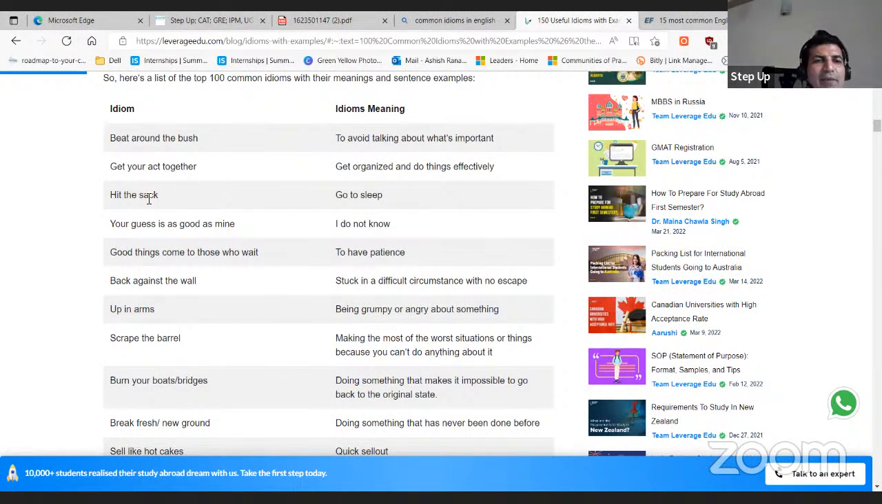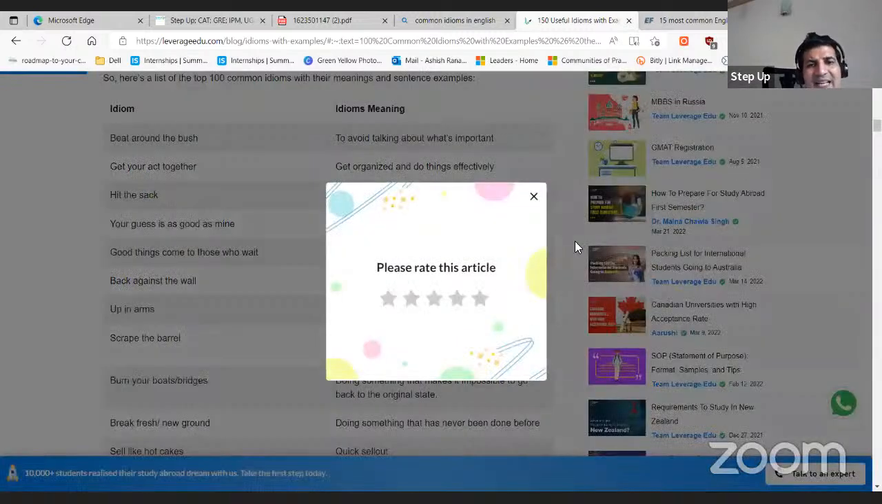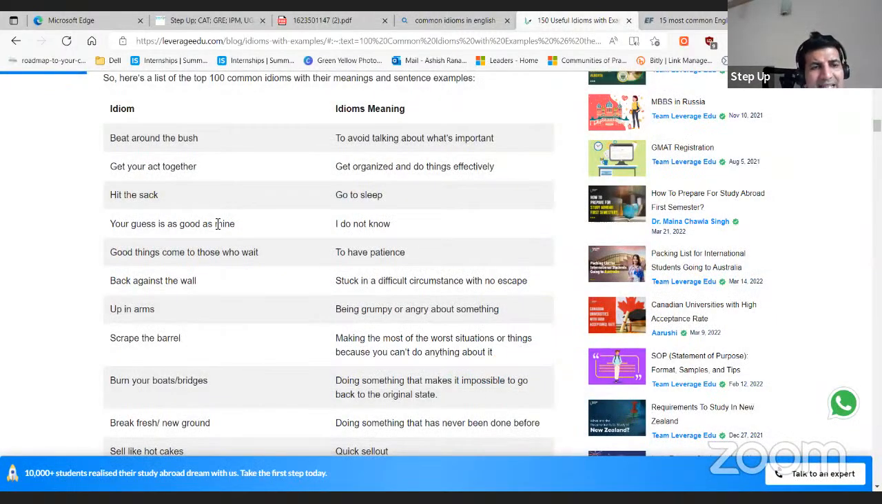Hit the sack, because in the old days people used to sleep on those hay sacks, right? So they used to say hit the sack. Okay, your guess is as good as mine, meaning I'm not too sure, right? Right, and things like that. Okay, and like that, right?